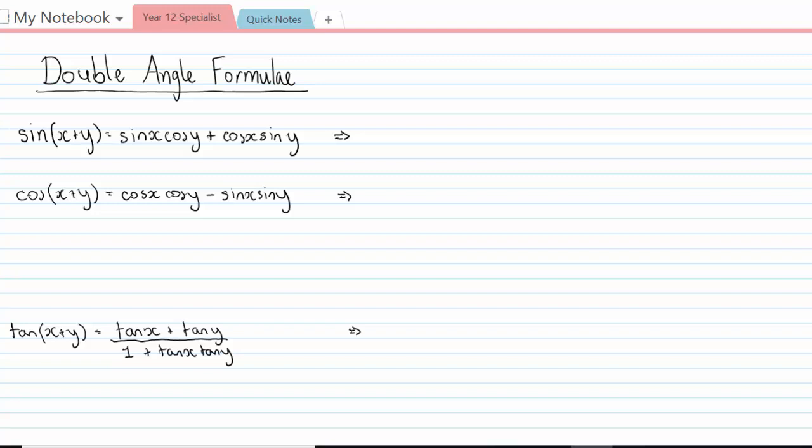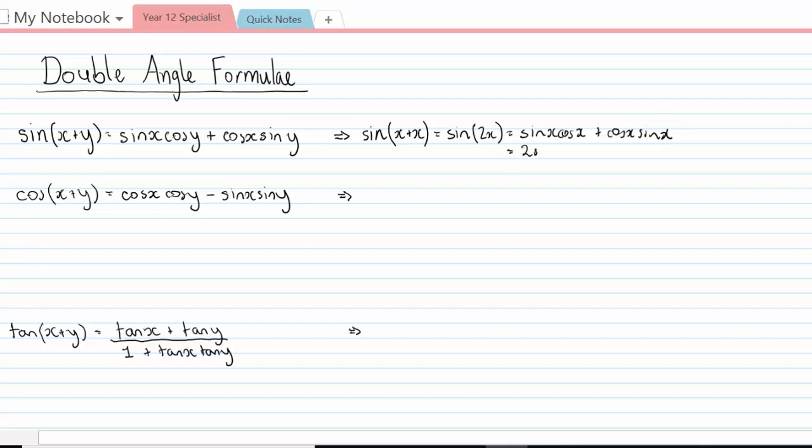So I'm just going to start filling this out over here. Sine of x plus x, so double the angle, is equal to, now when we have x plus x, we can just say that is sine of 2x. And if I substitute the x in for a y in the right hand side of the equation, it gives sine x cos x plus cos x sine x, which are both the same thing, so we can just say that is 2 sine x cos x.